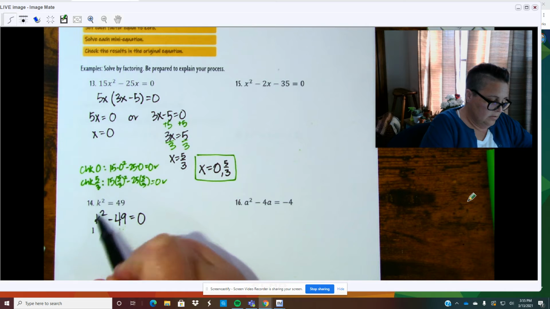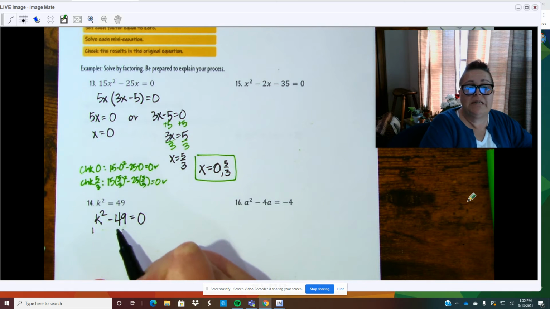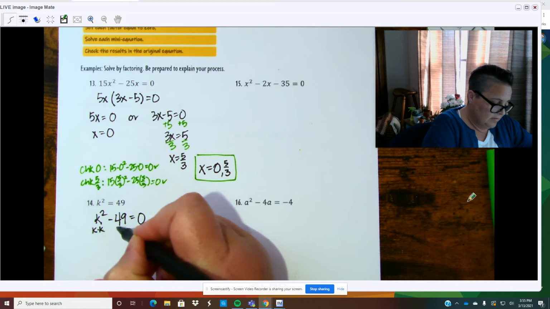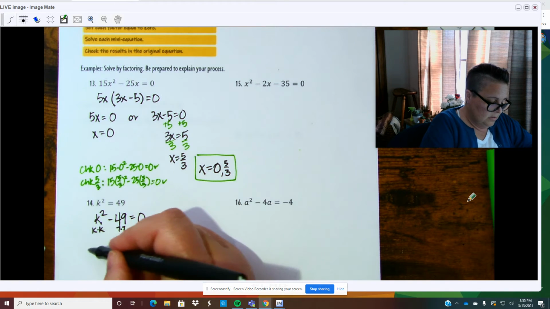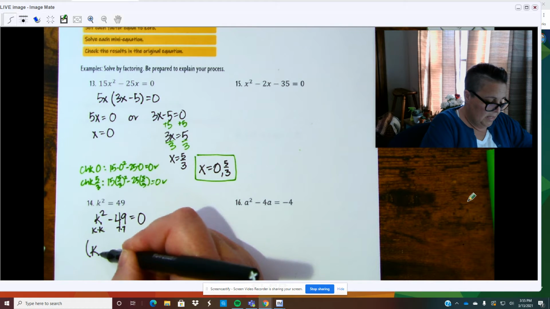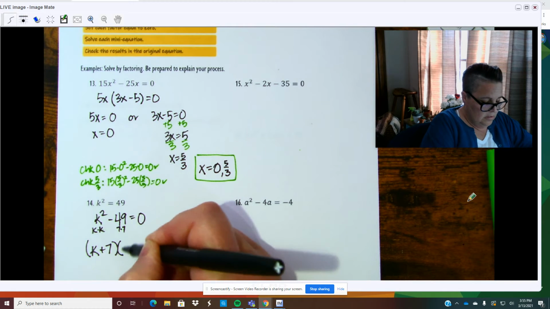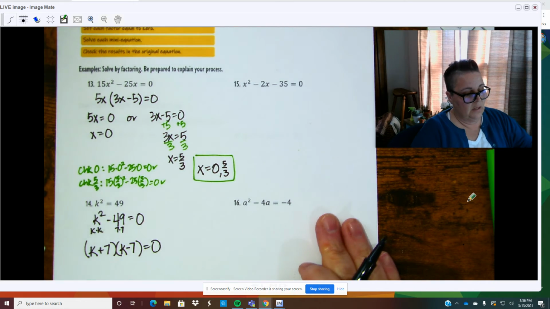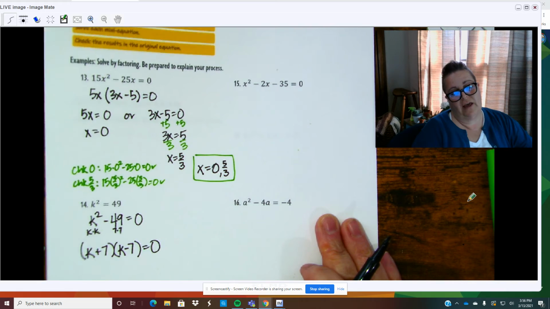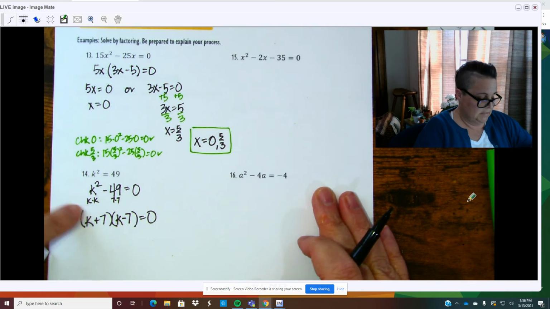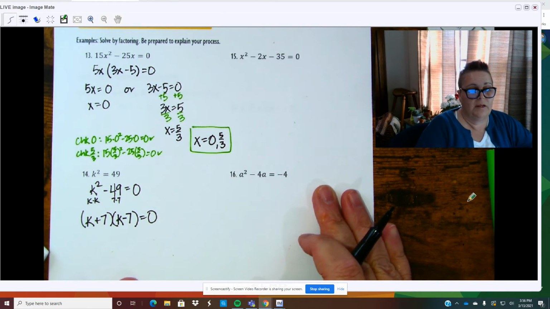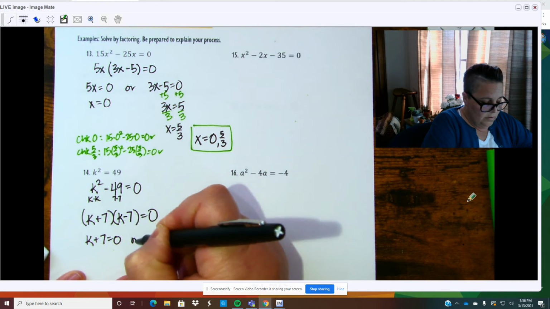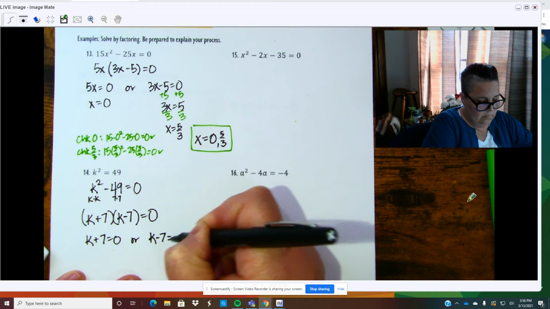K squared is a perfect square. 49 is a perfect square. So k times k and 7 times 7. This will factor into k plus 7, k minus 7, equal to 0. And once I have those two factors, I know I'm done because it's degree 1, degree 1, right? Either the first factor is 0 or the second factor is 0.